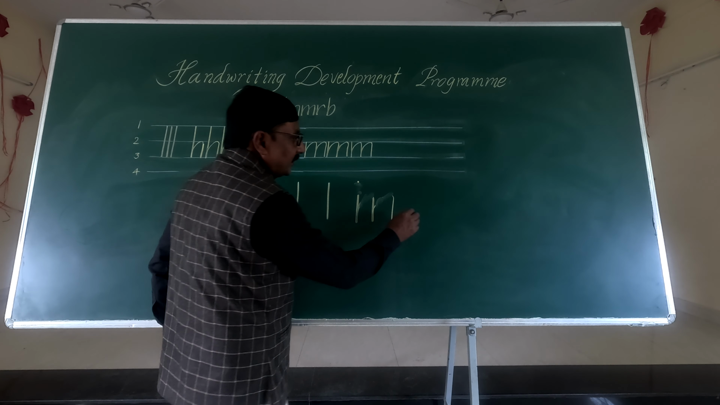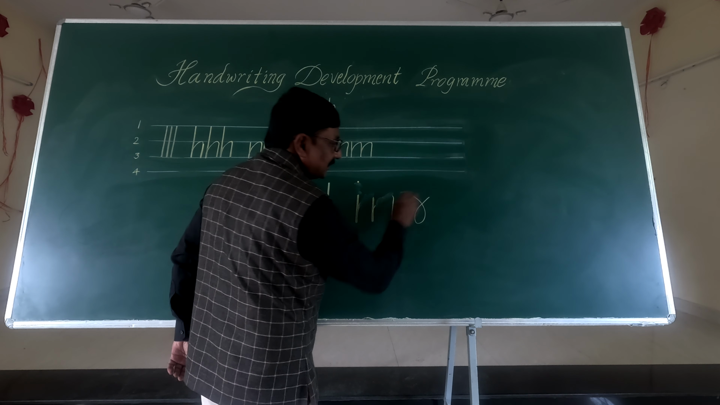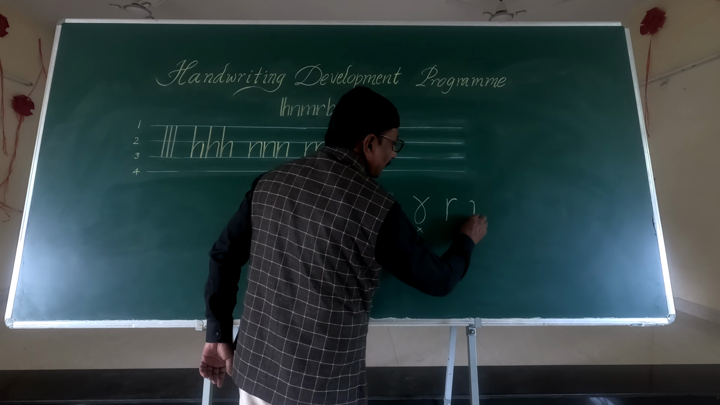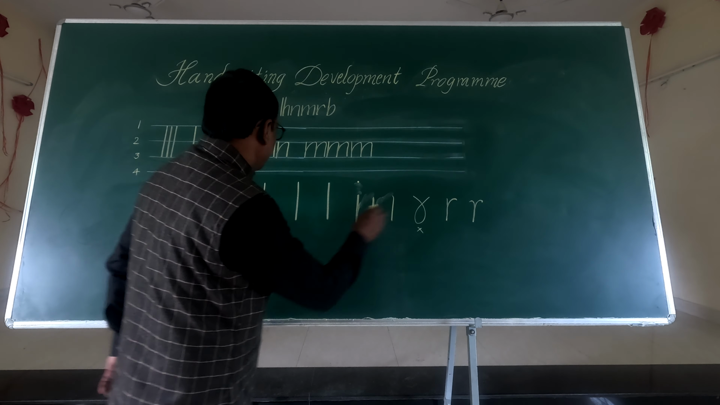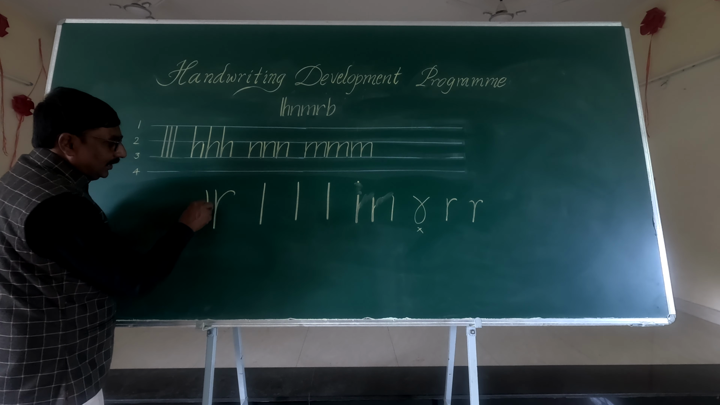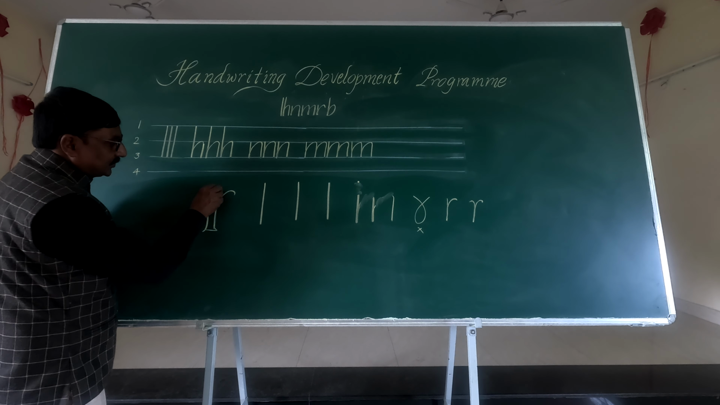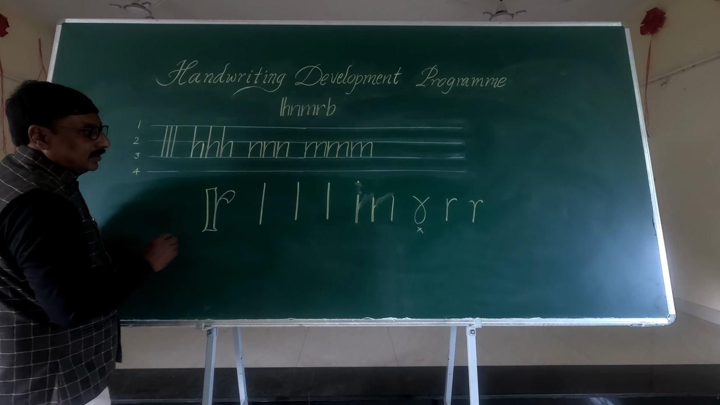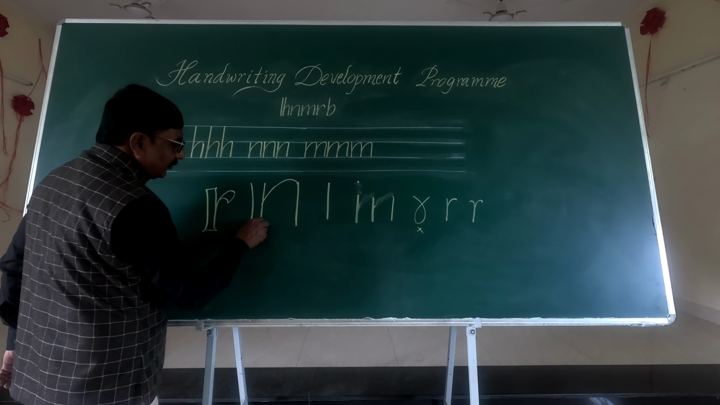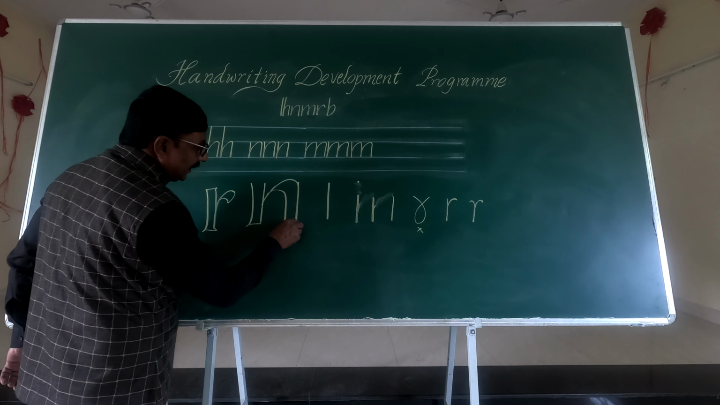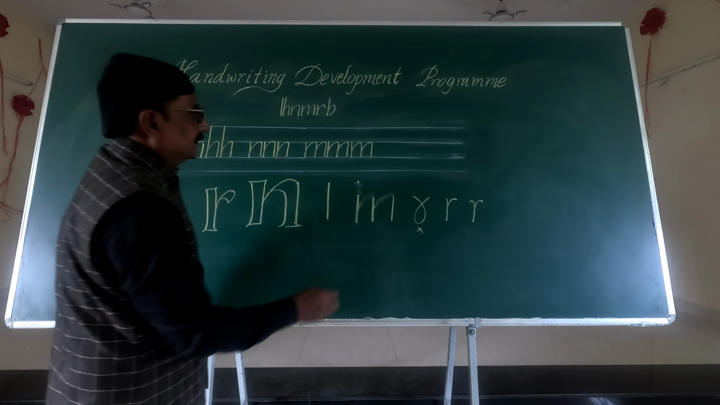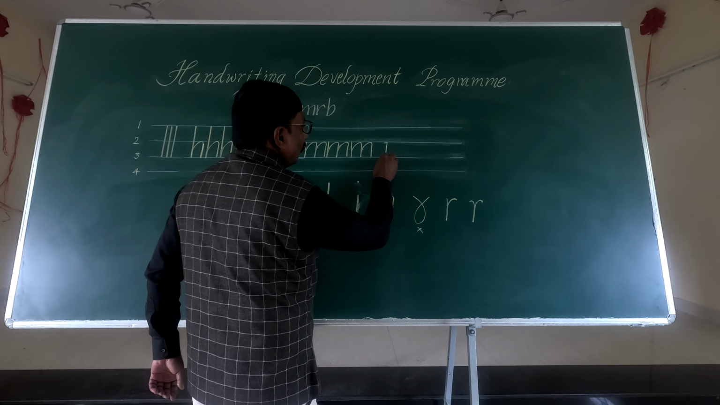And R. So mostly children write like this, but it is wrong. R should be like this or like this. So we see here R. I am writing here. This is a beautiful letter. We can draw like this only. Okay. N means like this. When we write the double line, it will become an O. Yes. I am writing in the four lines.